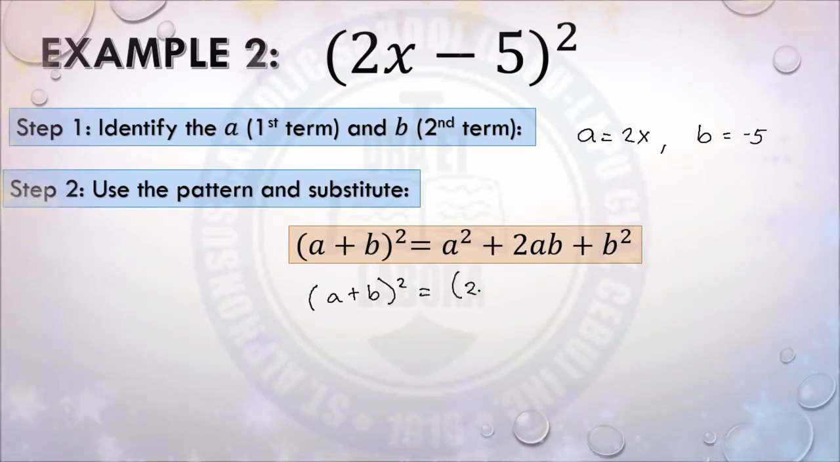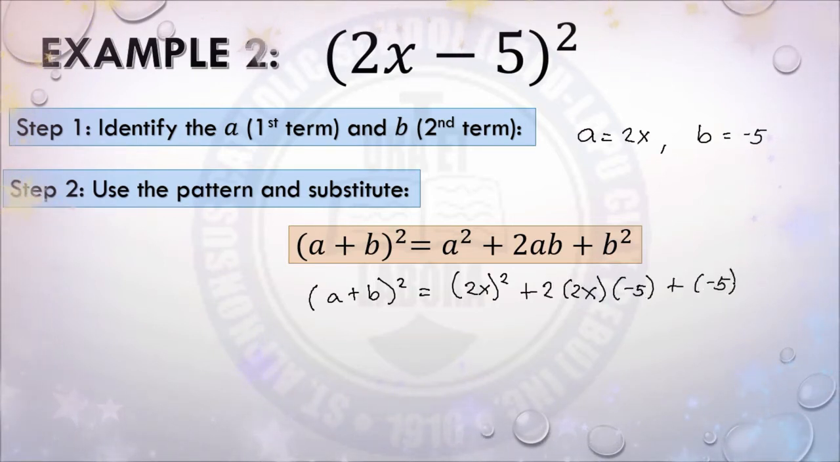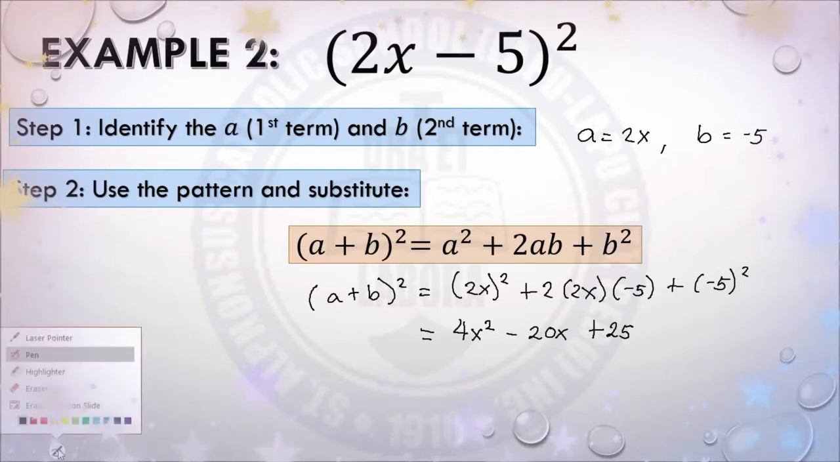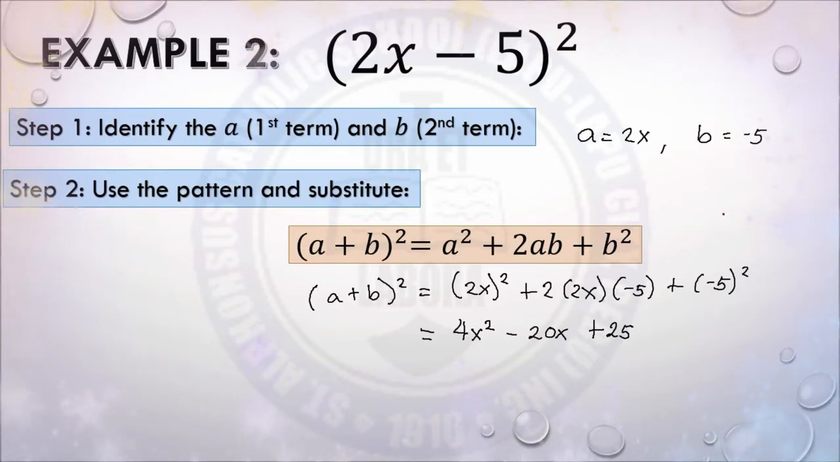Your first term is 2x, so 2x squared plus 2x times negative 5 plus negative 5 squared. Then simplify. It will become 4x squared minus 20x plus 25. And that's it. That is easy. And don't forget to box your final answer.